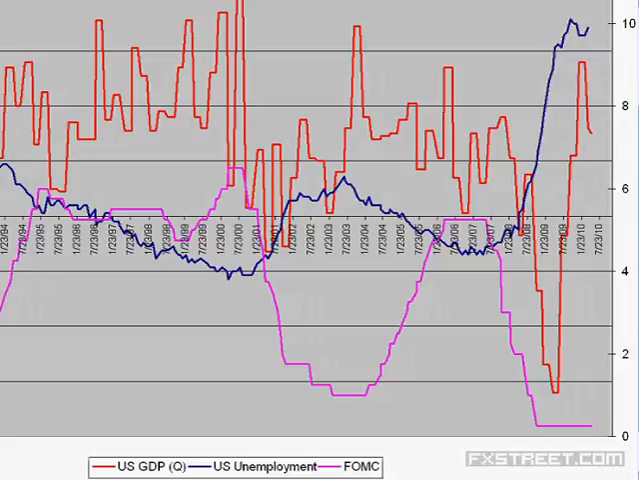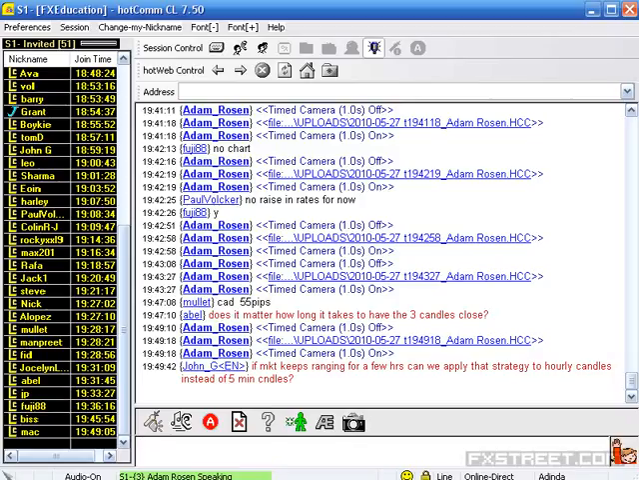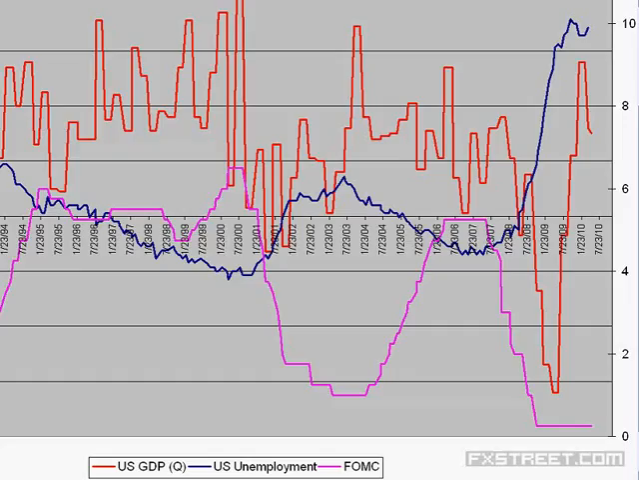Question is, if the market keeps ranging for a few hours, can we apply the strategy to hourly candles instead of 5-minute candlesticks? Well, I suppose you can. I always apply the 5-minute candlesticks, but maintain those horizontal lines at the original levels. Meaning that if you draw the horizontal line on the chart, just make sure that you don't move the line. You can wait for a 1-hour candlestick to close above resistance or below support. That'd probably give you actually a little bit more information, a little bit more confirmation.